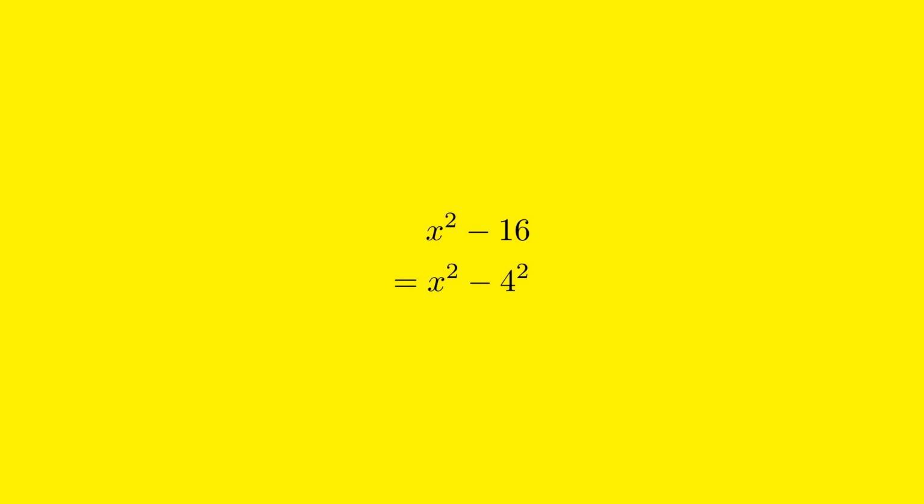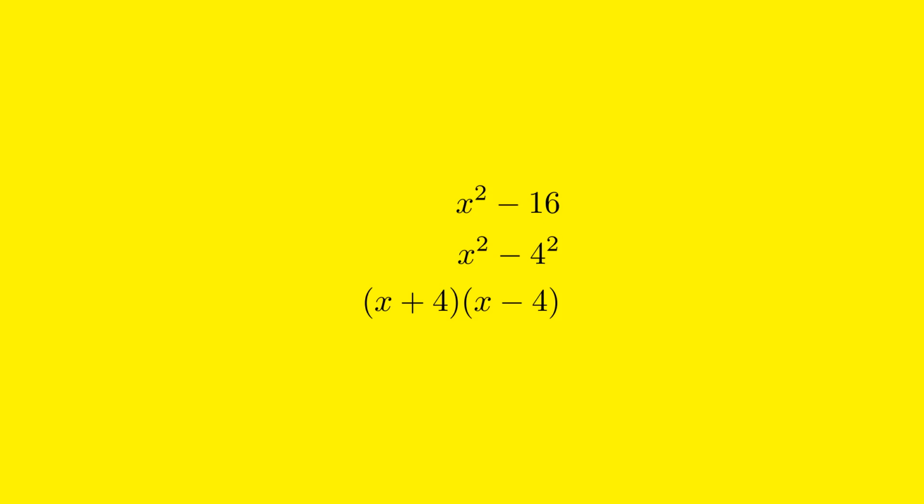In step 1 of solving the problem to factorize the equation x squared minus 16, we start by recognizing that the expression fits the form of a difference of squares. A difference of squares is an algebraic expression that can be written as a squared number minus another squared number. Here, x squared is already in the form of a squared number, and 16 can be written as 4 squared. So, we rewrite the given expression as x squared minus 4 squared. This alteration is crucial because it sets up the next step, where we apply the difference of squares formula.